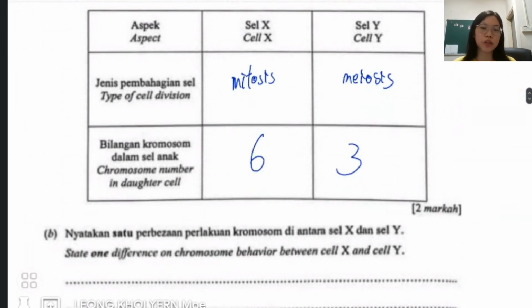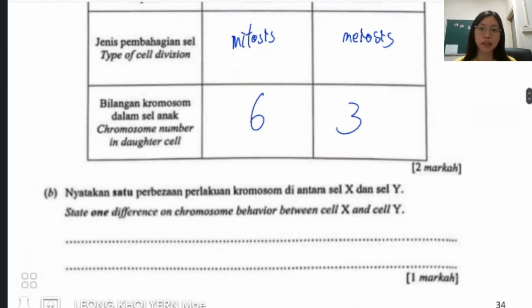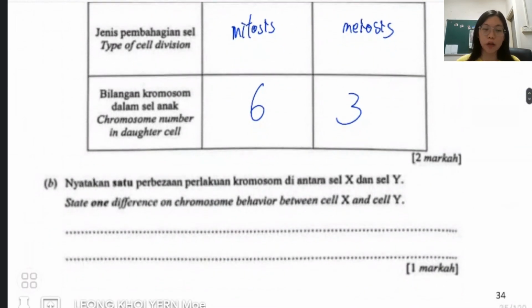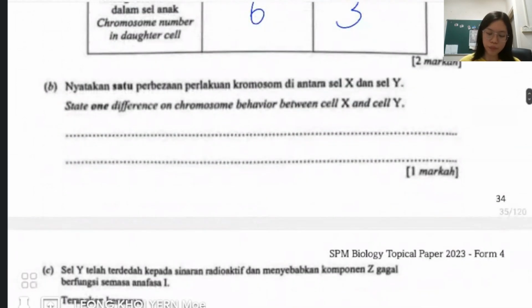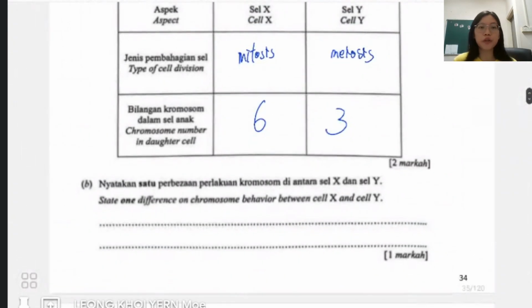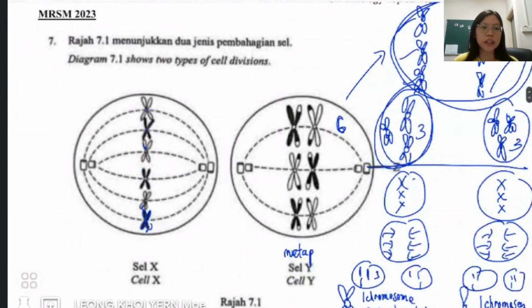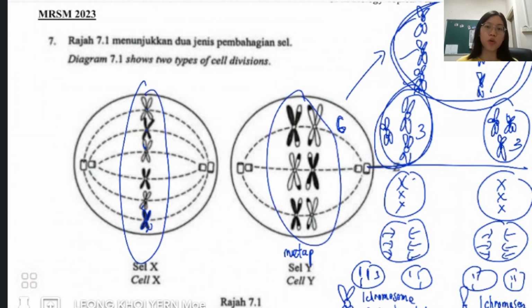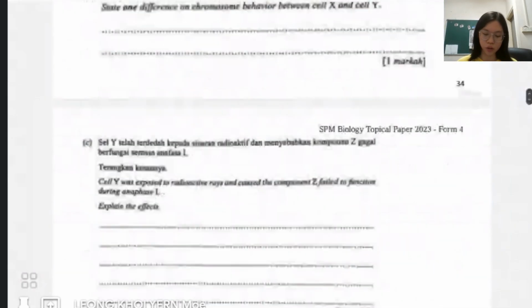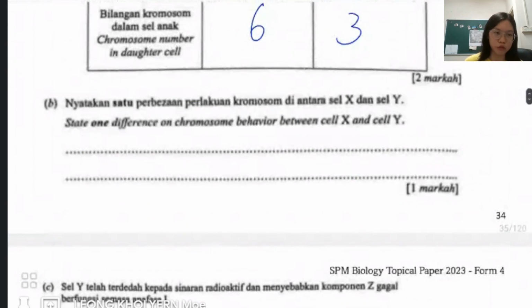Next, state the difference in chromosome behavior between cell X and cell Y. This is also about chromosomal behavior. Both are aligned at the equatorial plane, but the difference between them is that this one is chromosomes, this one is homologous chromosomes. So I will write it out in a table form, but you should write it out in complete sentence form.